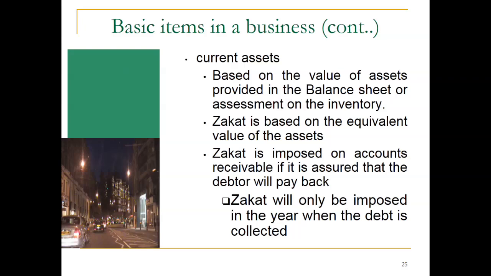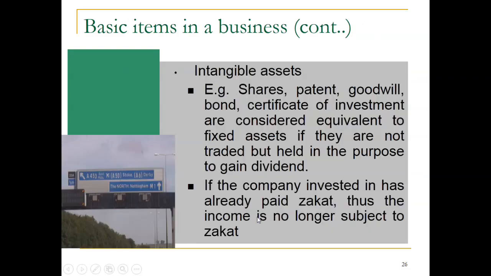or assessment on the inventory. So basically, zakat is based on the equivalent value of the asset, and zakat is imposed on account receivable if it is assured that the debtor will pay back. If you believe that you cannot collect the debt, then the account receivable can be deducted from the zakatable assets. And then zakat will only be imposed in the year when the debt is collected.